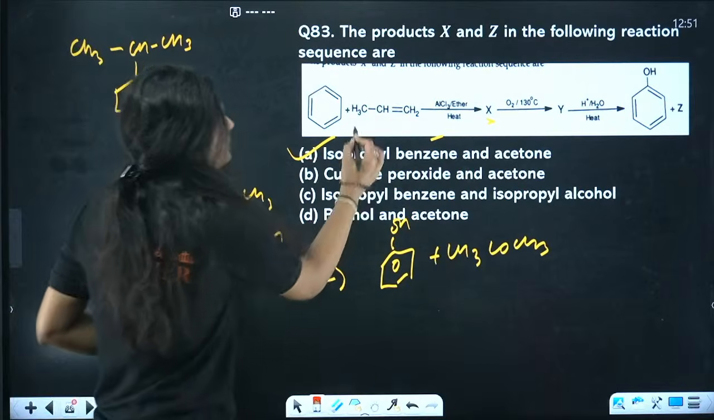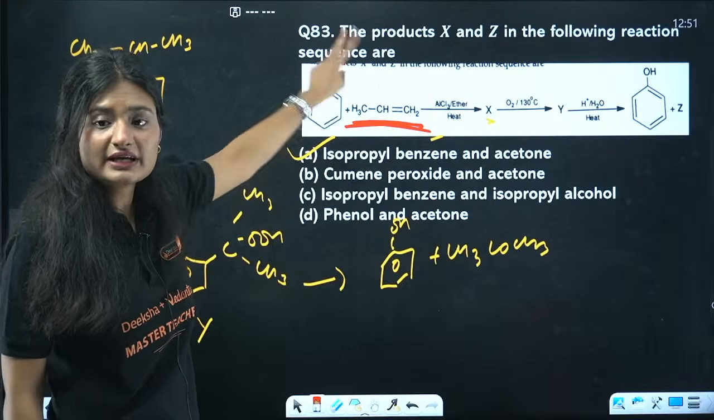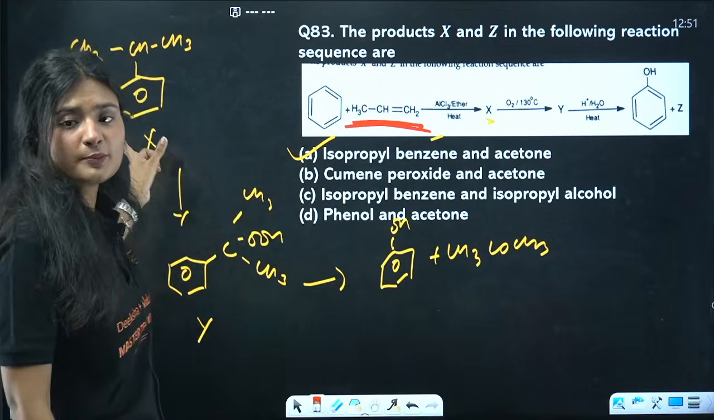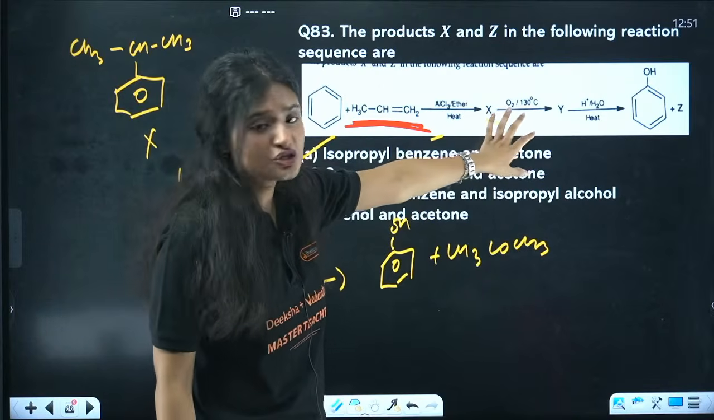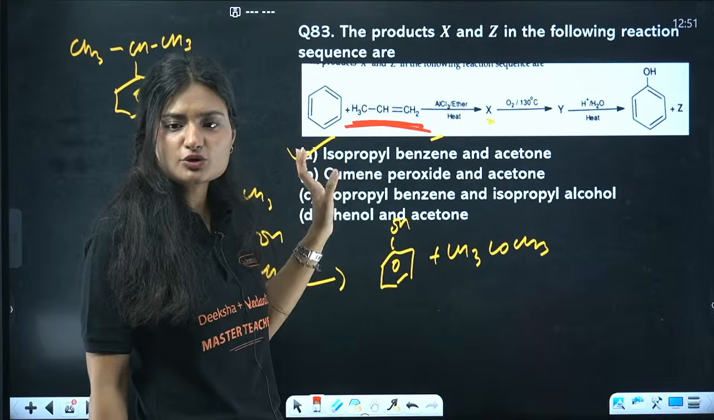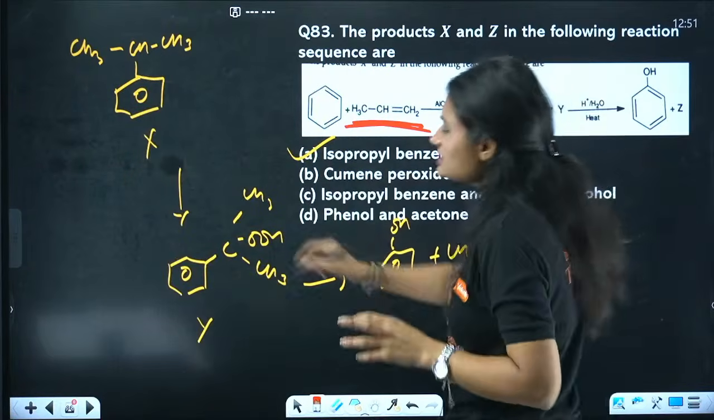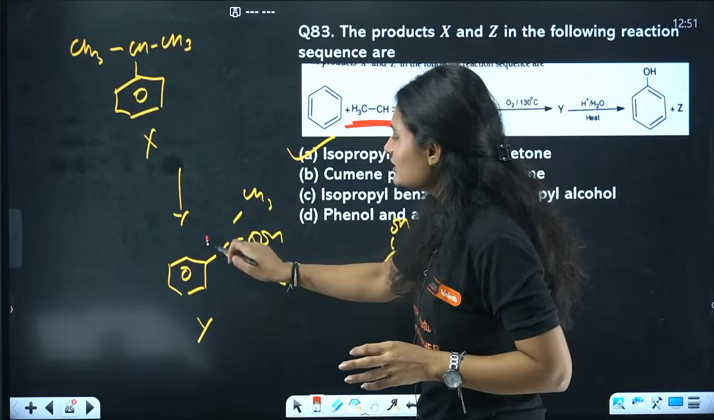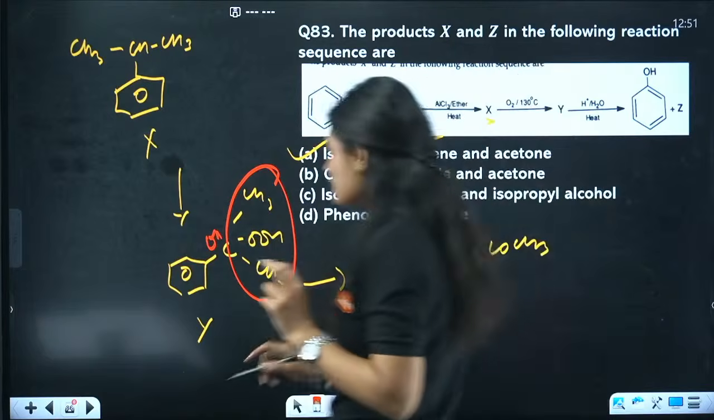Again, this reaction is what? Friedel-Crafts alkylation, right? So this will get substituted here. We will get isopropyl benzene. X will be isopropyl benzene. Then you do oxidation of that. You will get cumene hydroperoxide. After that, you do hydrolysis. You will get phenol plus acetone. If you do hydrolysis, you will get phenol here, and this will be the other compound, CH3COCH3. That is your acetone.